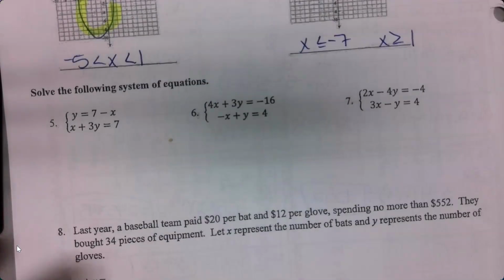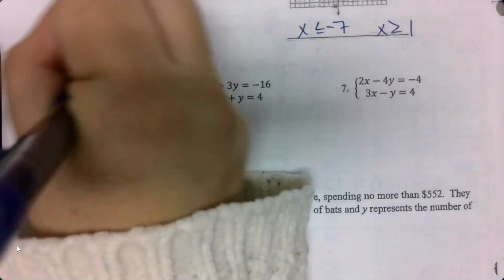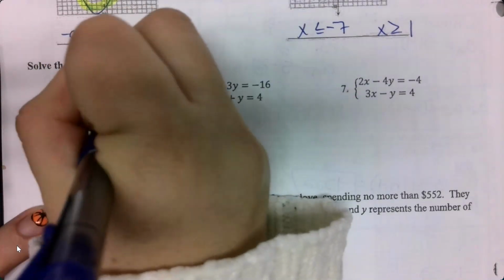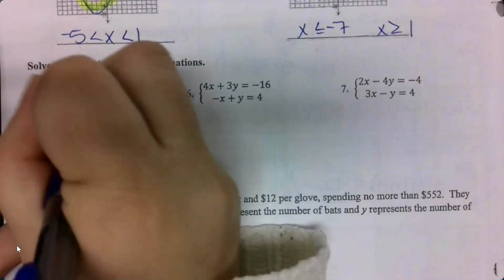These ones want me to solve the systems of equations. This first one has a y isolated, so I'm going to take this and substitute in. So I have x plus 3 times the quantity of 7 minus x equals 7. Then I want to go ahead and distribute that 3.